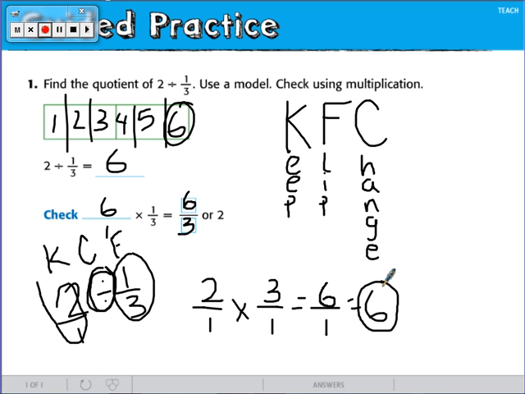Do our answers match? Yes, they do, right? Because we have right here 2 divided by 1/3 equals 6. And down here we have 2 over 1 times 3 over 1 equals 6 over 1, which equals 6. Sound good? I will do one more problem with you.